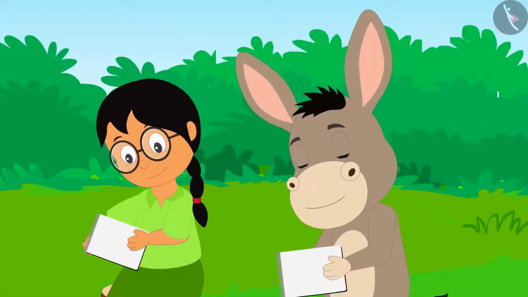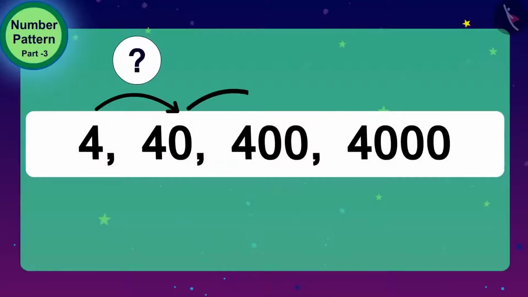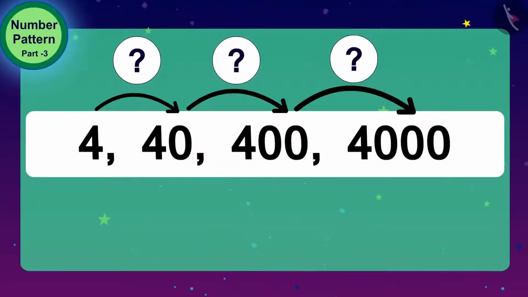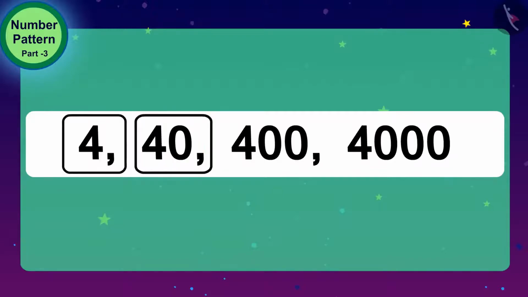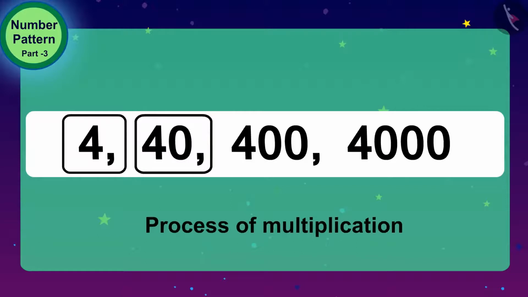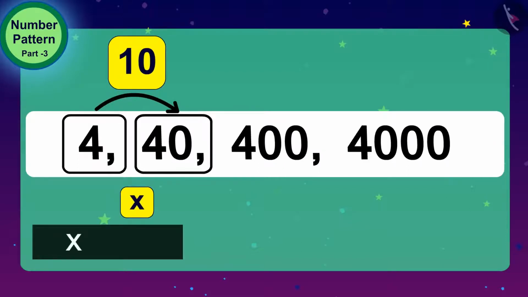Bhola and Meenu were in deep thought. Children, can you find the rule of this number pattern? If you want, you can stop the video and find the answer. The first number here is 4 and the next number is 40. If we use the process of multiplication, we will find what we need to do to get the number from 4 to 40. Exactly! We have to multiply 4 by 10.